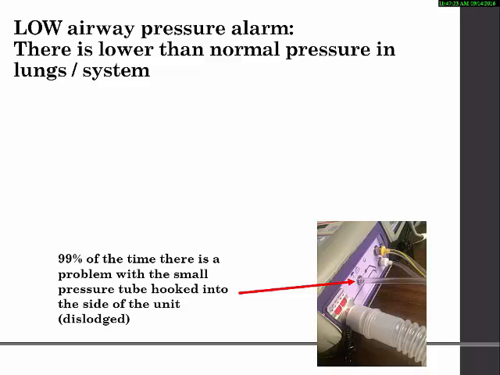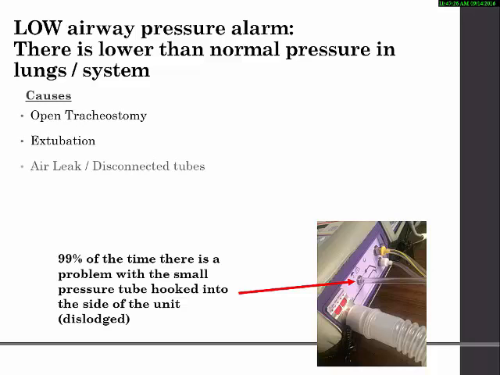Low airway pressure. 99% of the time there is this tube, which we'll talk about later on the side of the vent, and that is usually dislodged or something is wrong with that. So the reason why you have low airway pressure, you can have open tracheostomy. The patients become extubated. That will cause low airway pressure. You can have a leak in the tube, so the cuff, tubing, connectors. So if you get low airway pressure that persists, the first thing you want to do is check this tube, make sure it's okay, and then you're basically going to be looking for other signs in your patient.